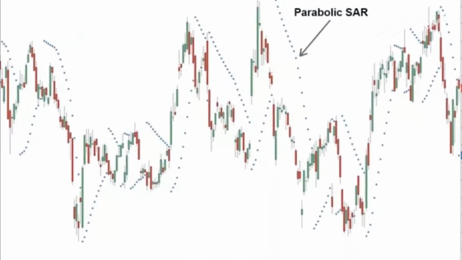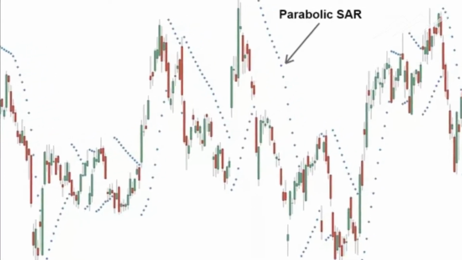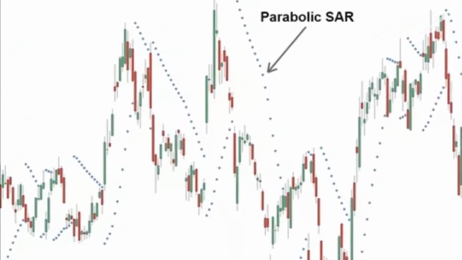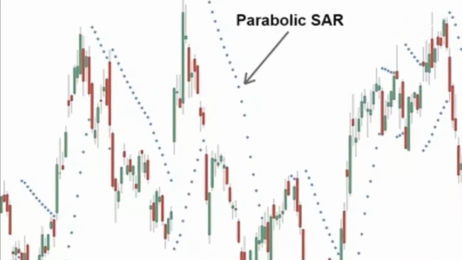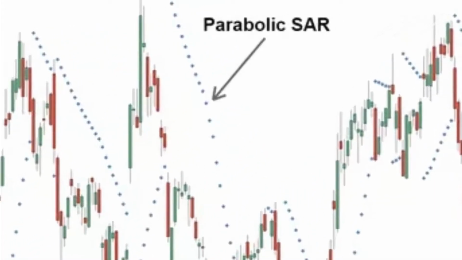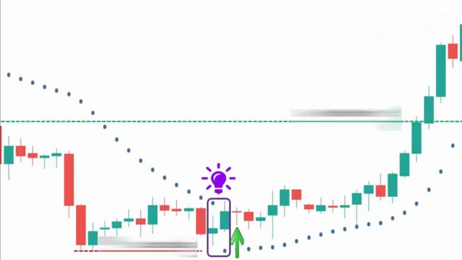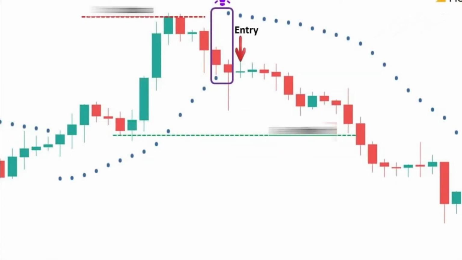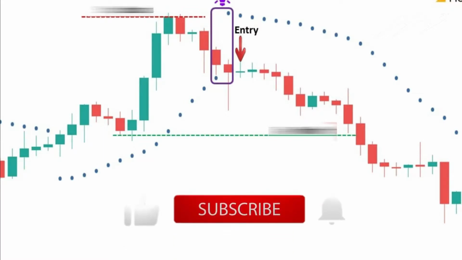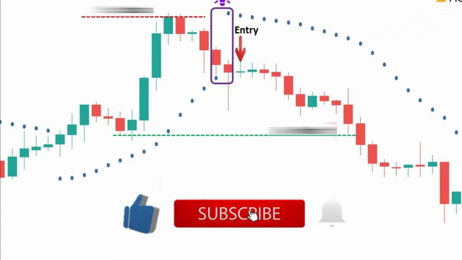Remember, Parabolic SAR is a lagging indicator. Therefore you should wait for the entry candle to be completed, and only then consider taking the trade at the closing price of the candle. Here's an example. The dots flipped below the candle. In this long setup we could have entered a long position when the dot appeared below the candle for the first time. Here's a short example. The dots flipped above the candle. We could have entered a position when the dot appeared above the candle for the first time.